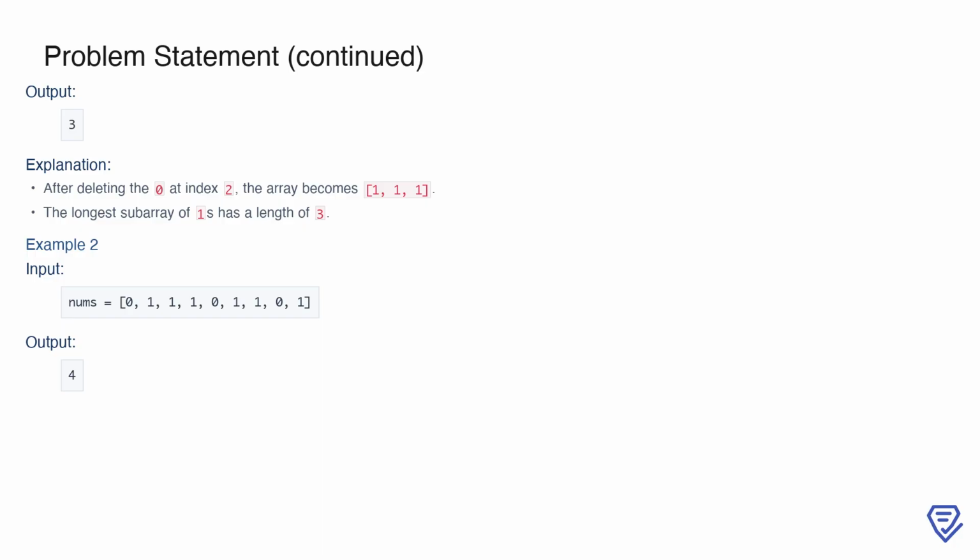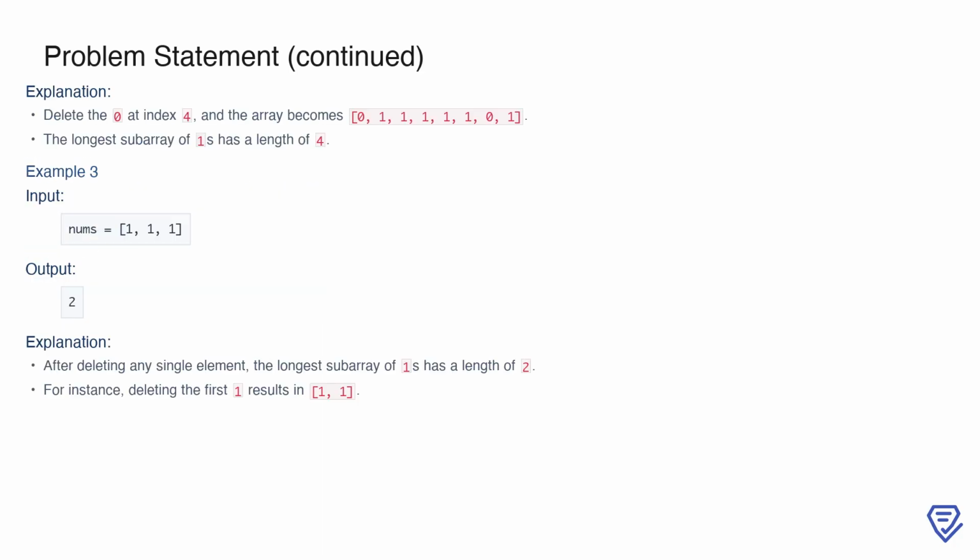Now, consider another example where the input is 0, 1, 1, 1, 0, 1, 1, 0, 1. In this case, the output is 4. By deleting the 0 at index 4, the array transforms into 0, 1, 1, 1, 1, 1, 0, 1. The longest subarray of 1's in this modified array has a length of 4. Let's explore another example to clarify further.